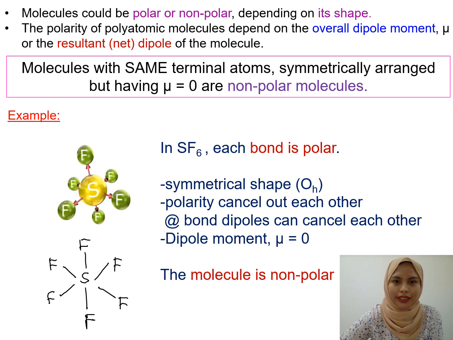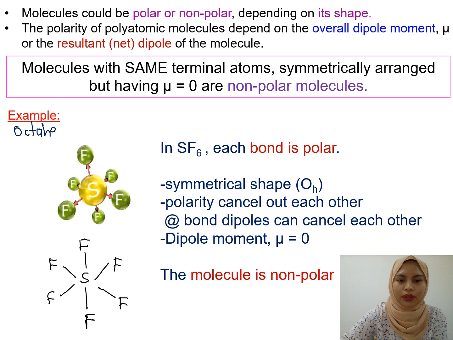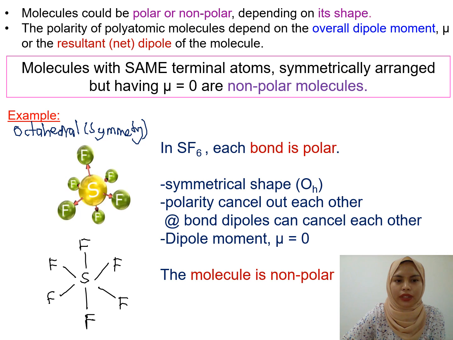Okay, so one of the symmetry shapes again adalah octahedral. Octahedral ni is one of the molecular geometry shapes yang symmetry. Okay, so if let's say you ada molecule SF6, okay, this is how your SF6 looks like. The bond is a polar bond. Okay, between S dengan F ni memang polar sebab dia ada difference in the electronegativity. The shape is symmetrical.